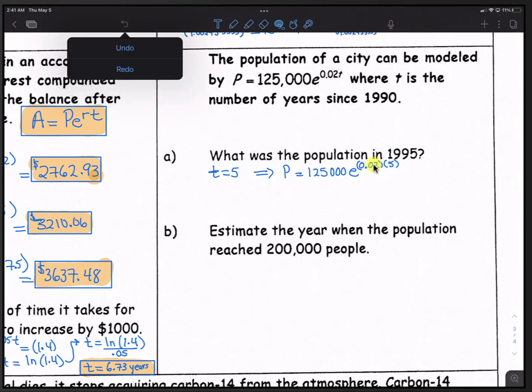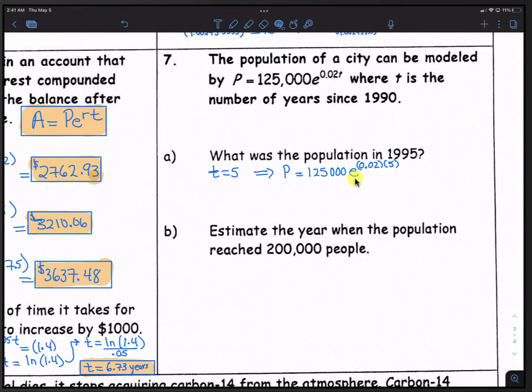And when you plug that into the calculator, you end up with this value, 138,146.4. And that means approximately 138,146 people would be the population in 1995.